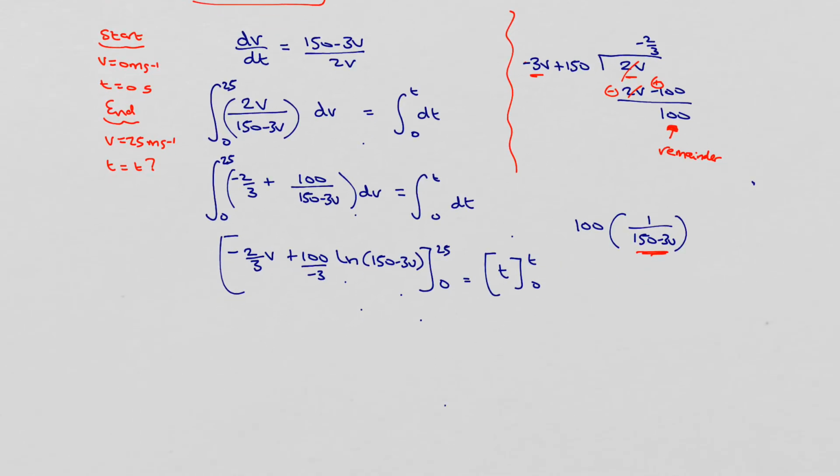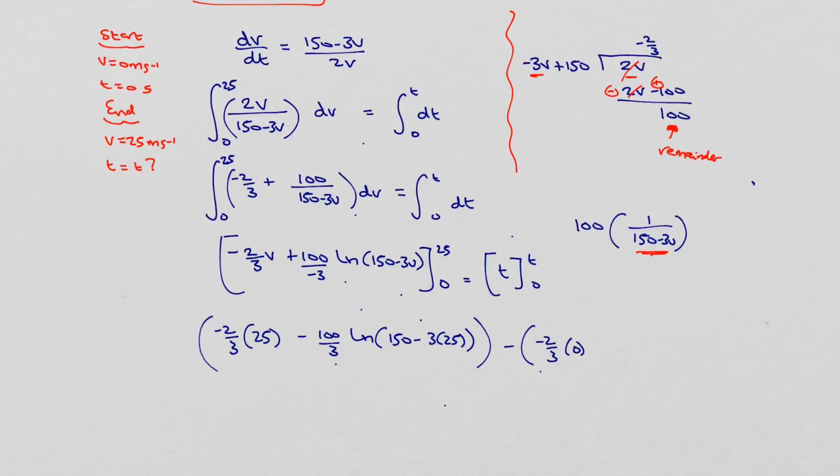Okay, so let's sub in my limits. So I'm going to have minus 2/3 times v minus 100 over 3, if I just tidy that up, times the natural log of 150 minus 3 times 25. And then, subtracting your lower limits. So minus 2/3 times 0 minus 100 over 3 times natural log of 150 minus 0. And that's equal to t. Sorry, a bit of a squeeze there.